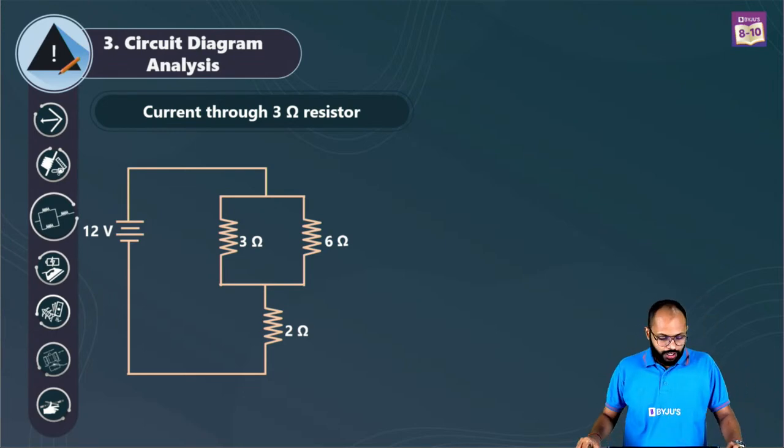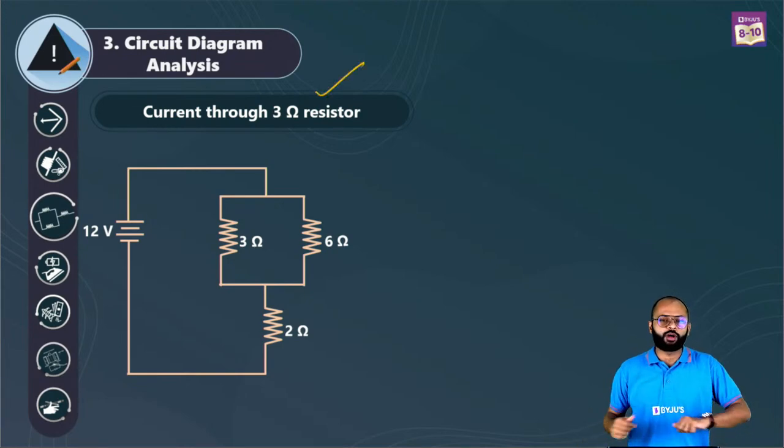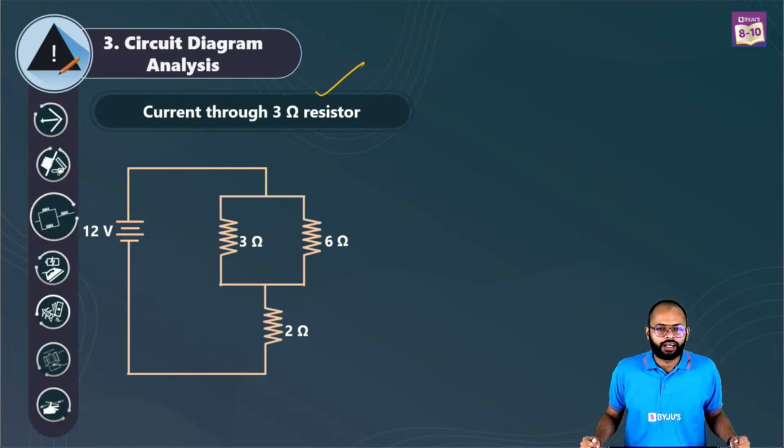Current through a 3 ohm resistor. All right, come on, let's focus on this, guys. Very good, Vidushi, you're also right. All of you are right.